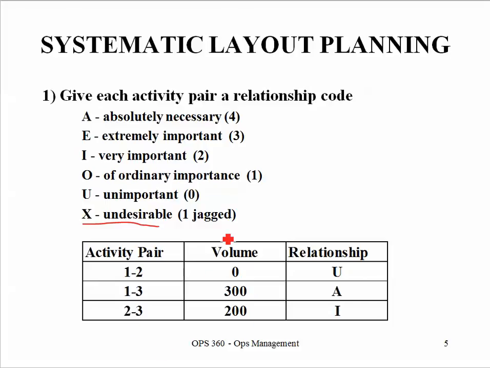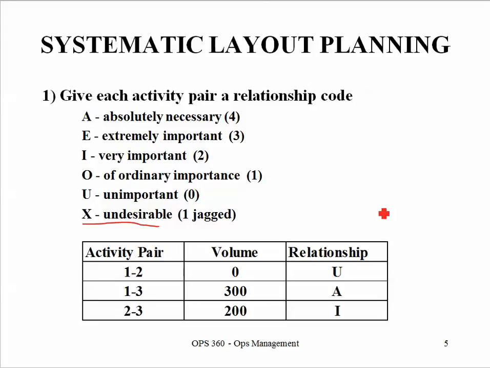So if I was going to use volume as a basis for assigning these relationship codes, I would give a U for unimportant to this activity pair. I would give an A for absolutely necessary to this activity pair, and an I for, well, of ordinary importance to this activity pair. Again, obviously there's a bit of a judgment call on saying, well, is this an I or an E relationship? That's a decision that the planner has to make. So if I made those assignments of relationship codes, then what do I do next?